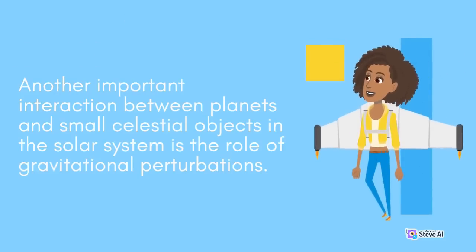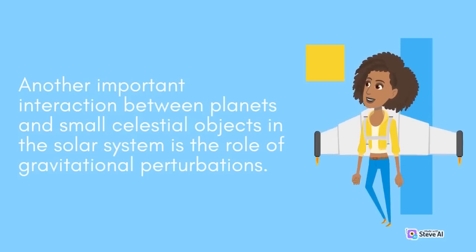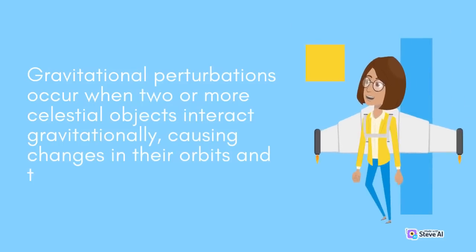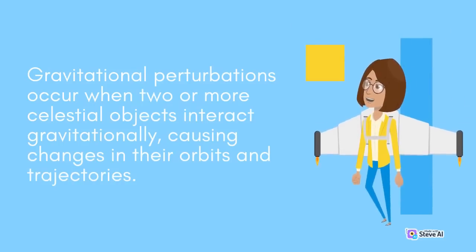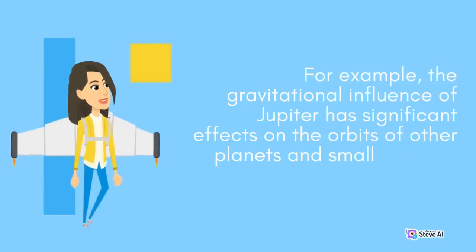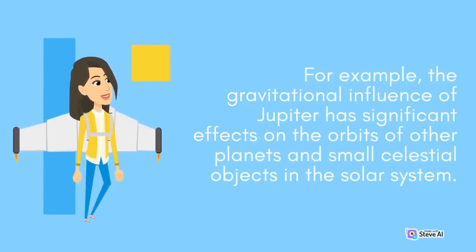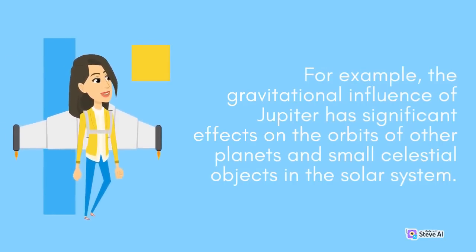Another important interaction between planets and small celestial objects in the solar system is the role of gravitational perturbations. Gravitational perturbations occur when two or more celestial objects interact gravitationally, causing changes in their orbits and trajectories. For example, the gravitational influence of Jupiter has significant effects on the orbits of other planets and small celestial objects in the solar system.